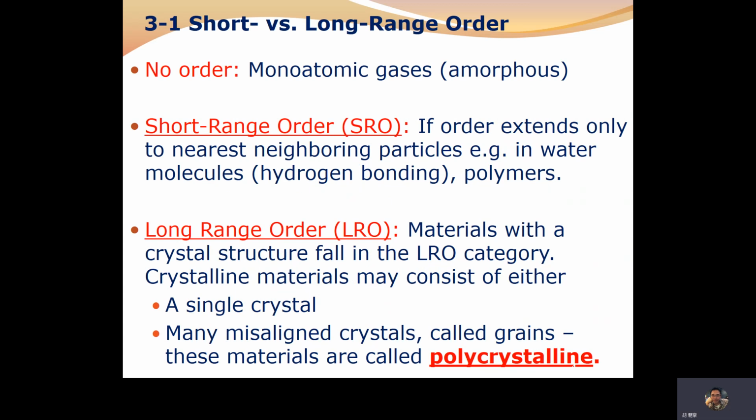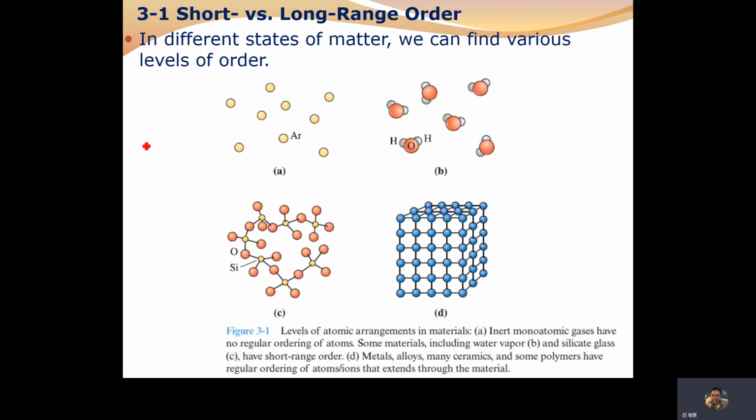So for atomic arrangement, first is no order, like a monatomic gas such as argon, or amorphous. The material is without any periodic fashion, and its molecules or atoms are randomly moving. We can call it amorphous.